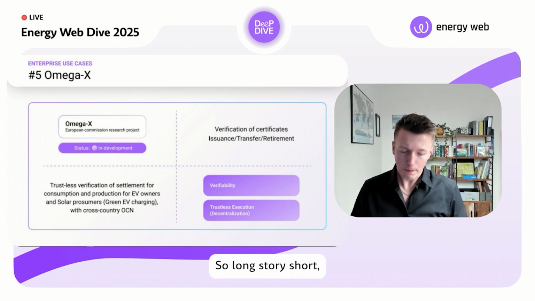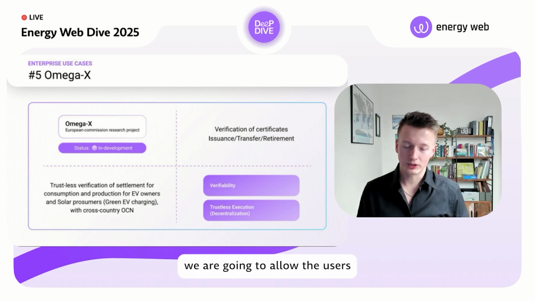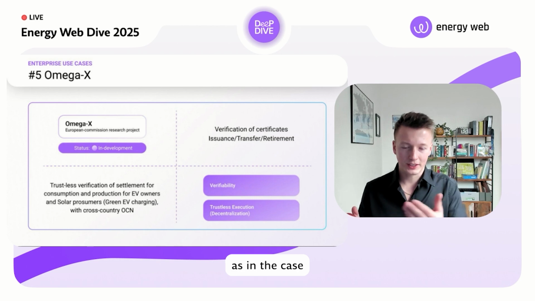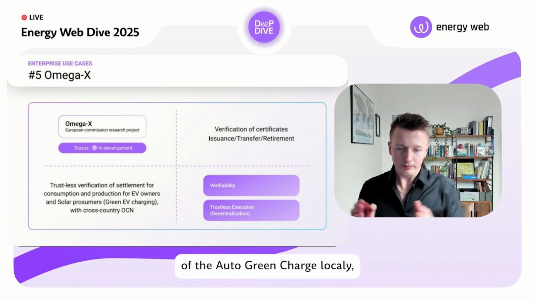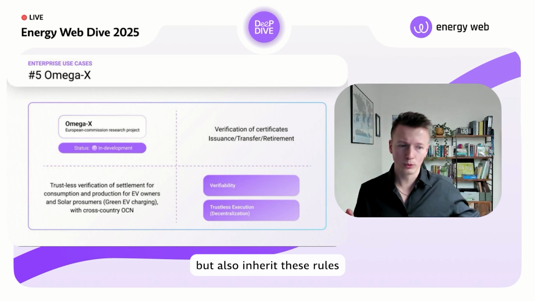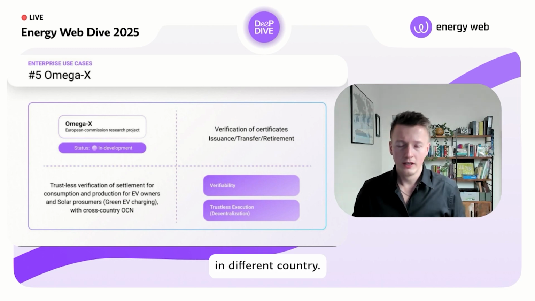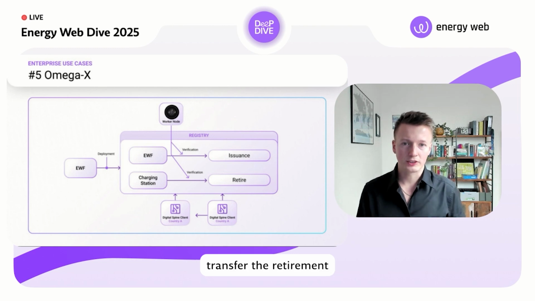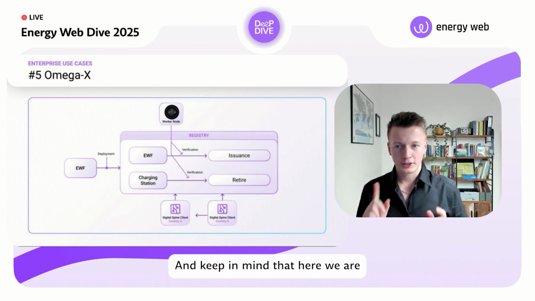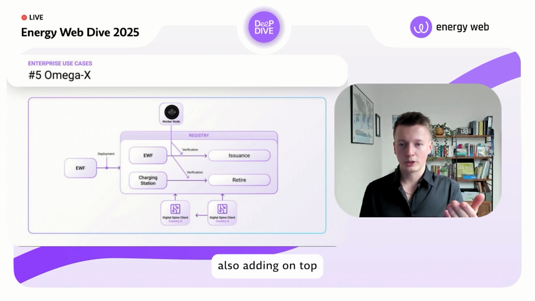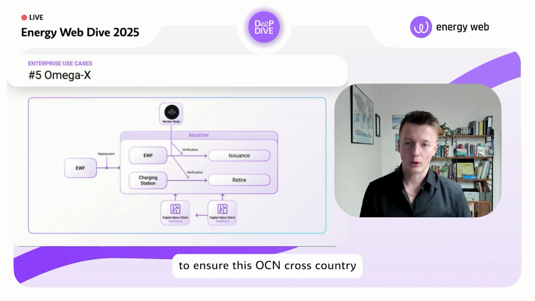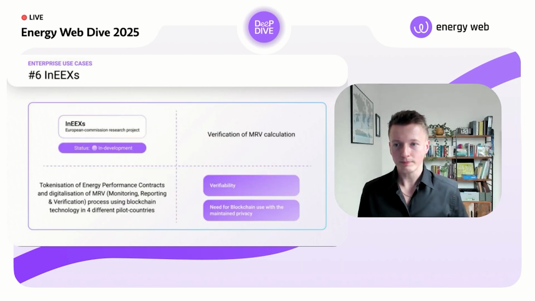So long story short, we are going to allow the users of the platform to not only use the rules, as in the case of the Auto Green Charge, locally, but also inherit these rules when we are, for example, in a different country. And again, worker nodes here in the picture are verifying the issuance, transfer, or retirement of the certificates. And keep in mind that here we are also adding on top the digital spine client, or the intention is to add the digital spine client to ensure this OCN cross-country.